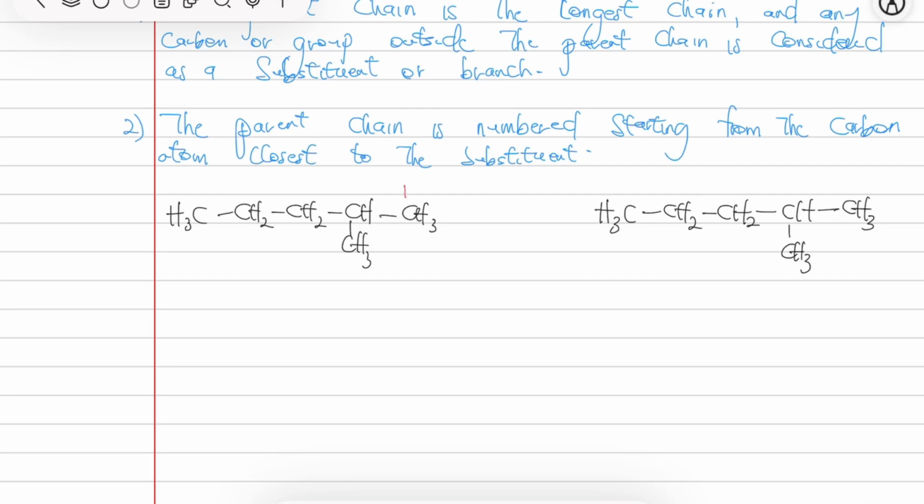Let us consider these two structures below. Using these two compounds as an example, compound A and compound B are identical compounds with different numberings. As earlier stated, the first thing to do is to identify the parent chain, and the parent chain is the longest chain. In these two compounds, the longest chain is the chain that contains 5 carbon atoms. That is the first thing to do. Then the second step is to number the parent chain.